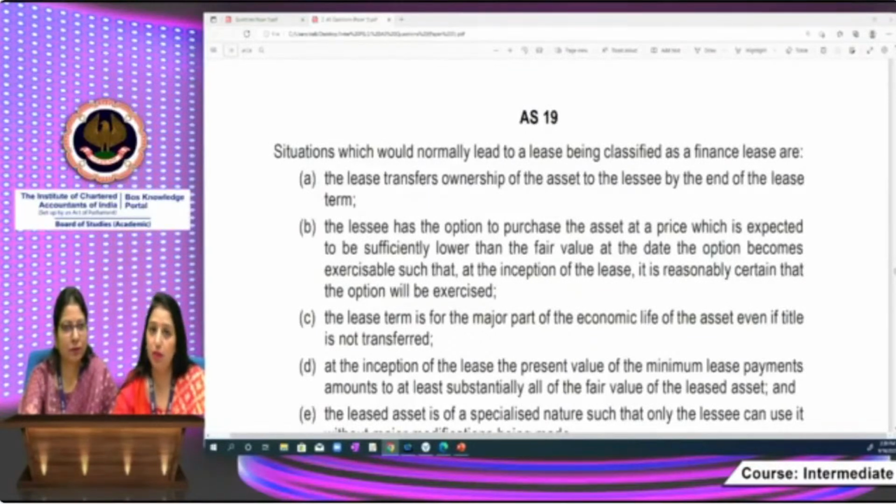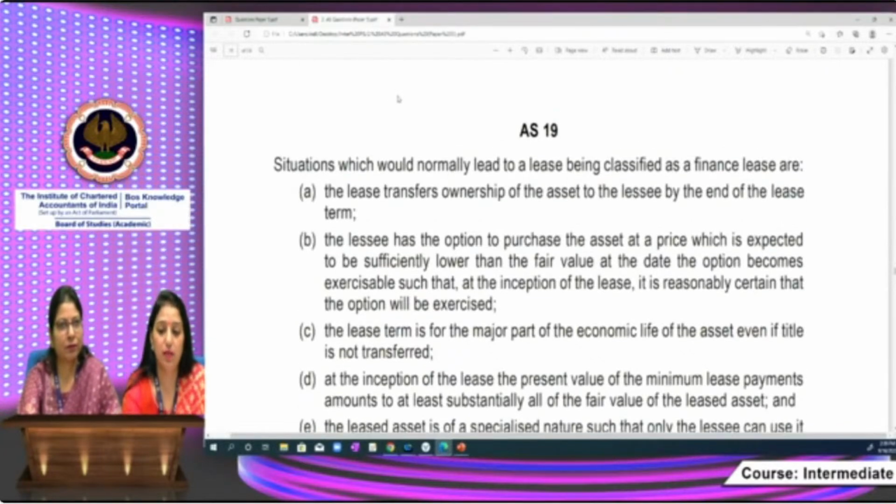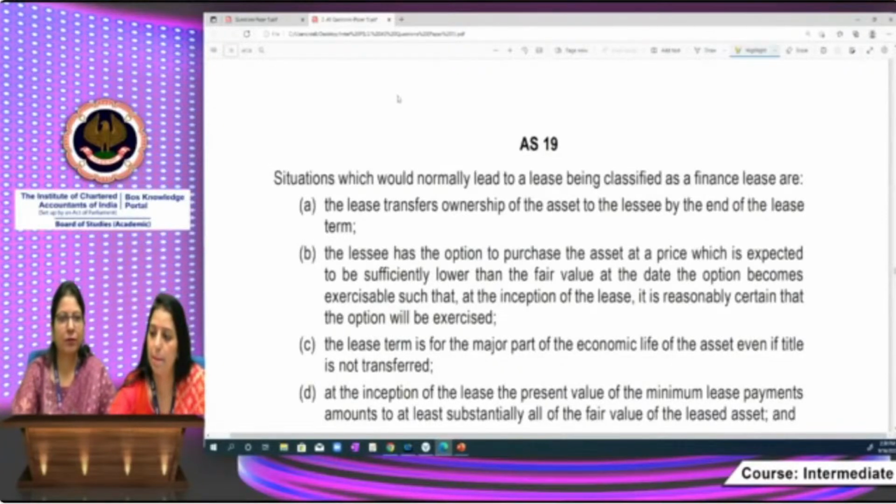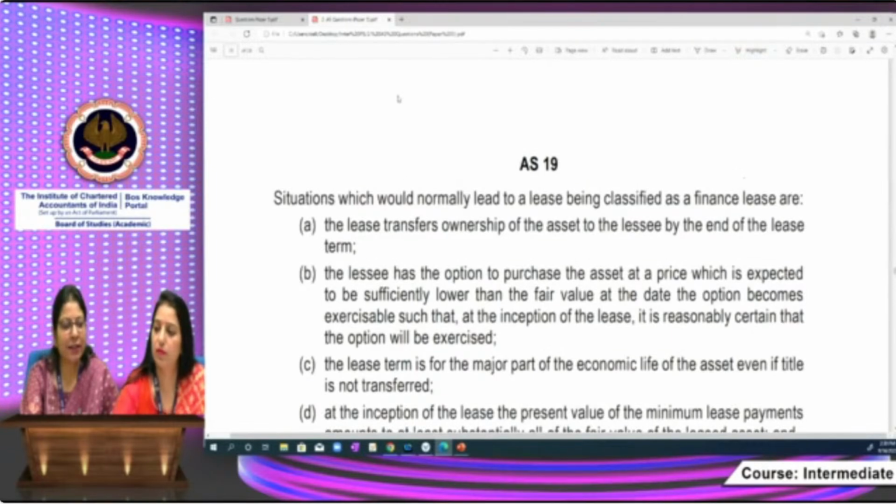In a lease, we have two parties, the lessor and the lessee. Who is the lessor and who is the lessee? The lessor is the person who is ready to convey his right to use the asset to the lessee on the basis of the consideration which he receives from the lessee. That consideration is basically lease rent. It is called lease rent.